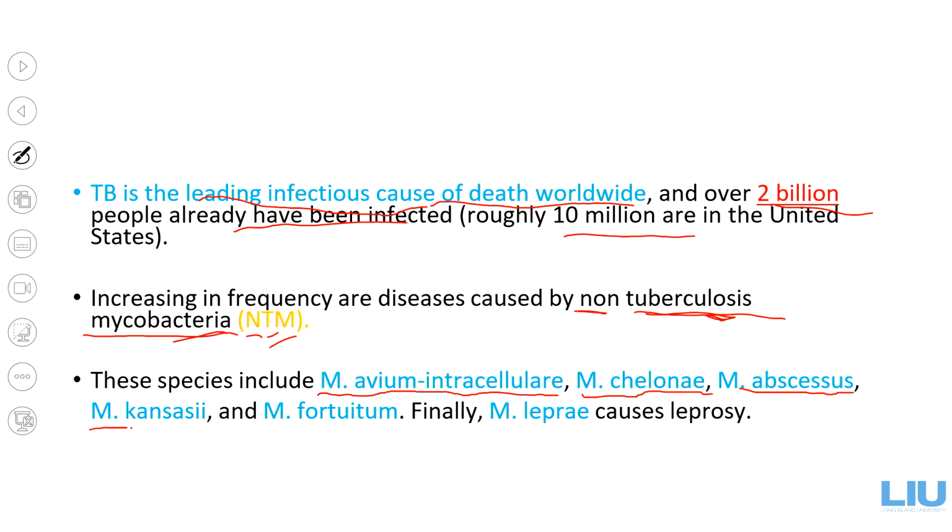And then Mycobacterium kansasii. There must be someone from Kansas who discovered this bacteria. And then Mycobacterium fortuitum. And then finally, Mycobacterium leprae, which causes leprosy. Yeah, finally something we could pronounce. Okay? So all these are different kinds of Mycobacterium other than the tuberculosis. So we call them non-tuberculosis Mycobacterium.